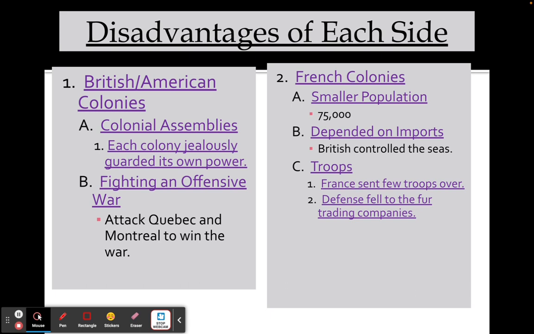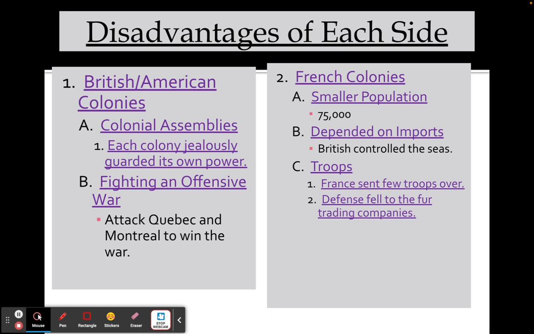If you think of war like sports, right? Offense versus defense. When you're playing defense, you're kind of sitting back and just trying to defend yourself. Where if you're on the offense, you're doing the attacking, right? So for the British, they're fighting an offensive war. They want to attack Quebec and Montreal. Those are the two largest French cities in North America at this time. So they need to attack those two places in order to win.